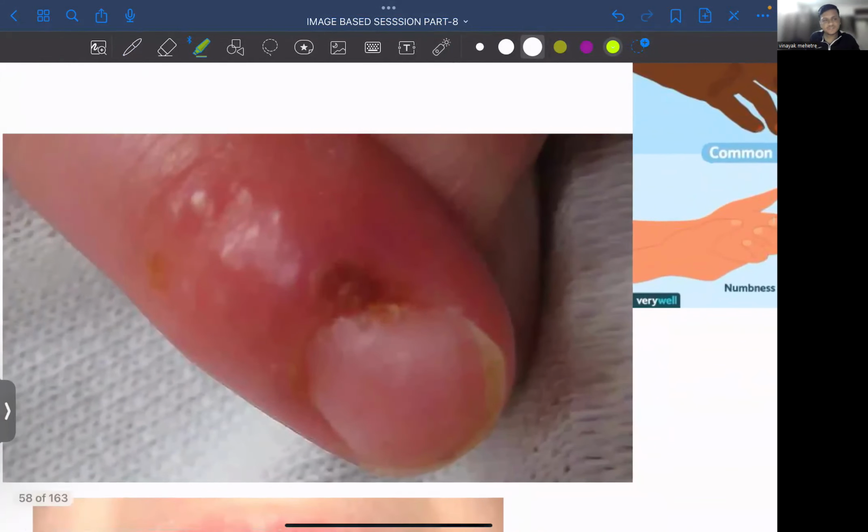A dentist who is working in his hospital now presented with papules on the fingers, okay, and there is pain. What do you think? I have given you the hint. Dentist presented with multiple papules on the fingertip. The answer is herpetic whitlow.